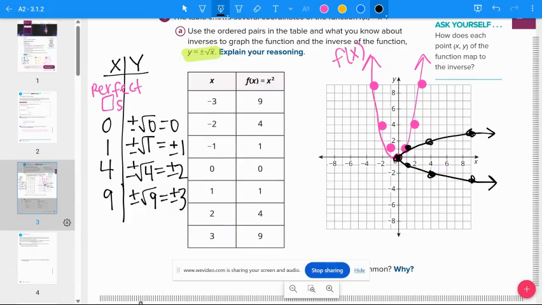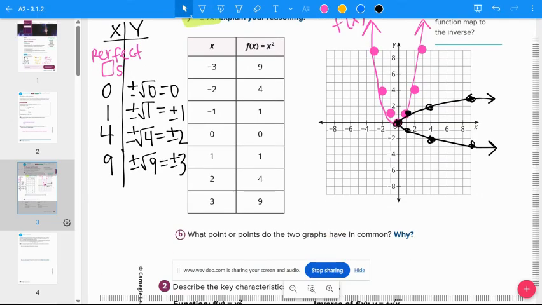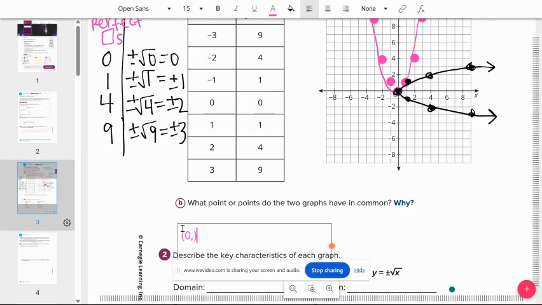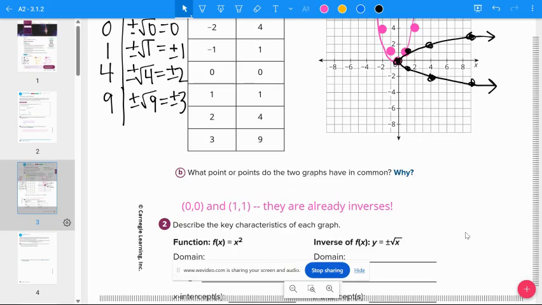So the inverse of f of x is now on its side. And we do have 2 points that are shared, which is pretty nice. Why would those 2 points be shared? 0, 0 and 1, 1. So think about that for a second. They're shared because they are already inverses. Right? If I switch the placement of 0, 0 and 1, 1, aren't they the exact same?